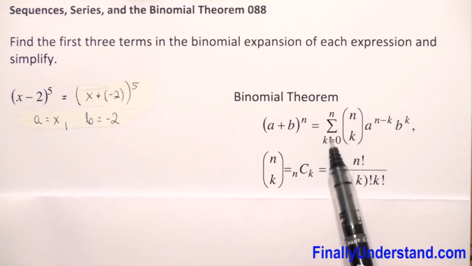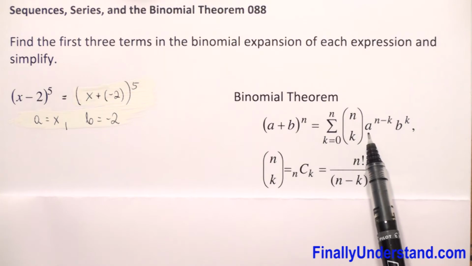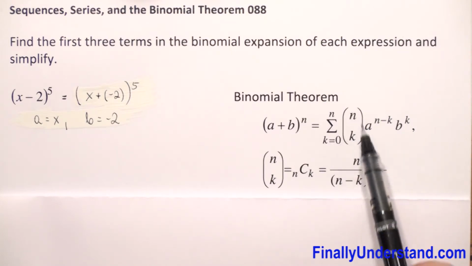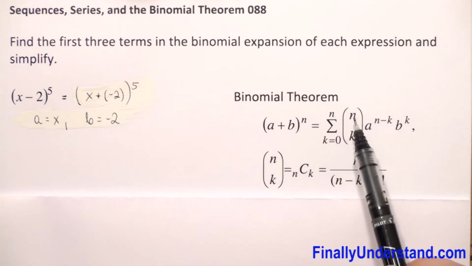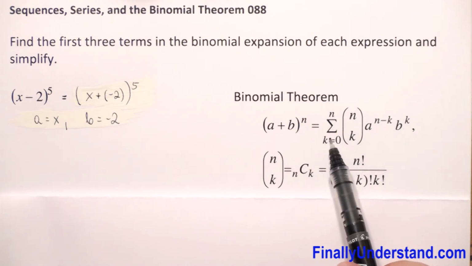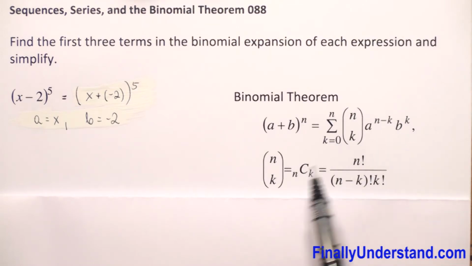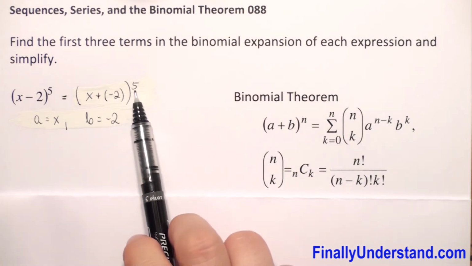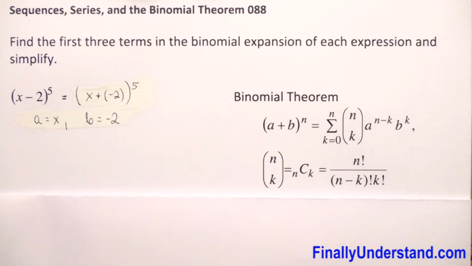And what else? We have here a sum of products of a and b. We have to find the exponent for a and b, and before a and b we have the coefficient. This is the combination n choose k. So first, like I said, because we have a sum of products of a and b, in our case we know that a is x and b is negative 2. Because the power is 5, we have to have 6 terms, always one more than the exponent.